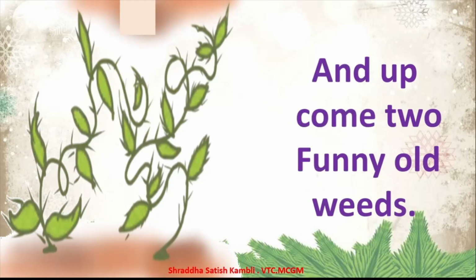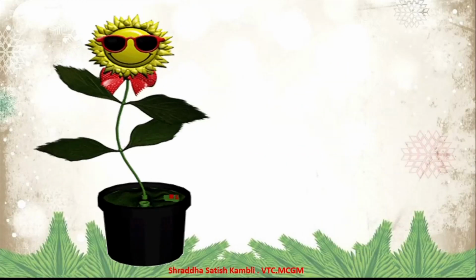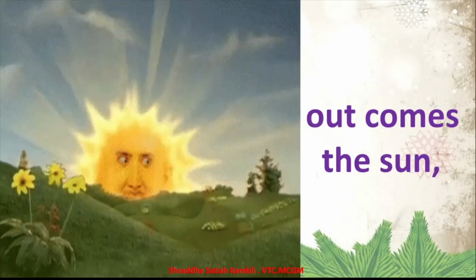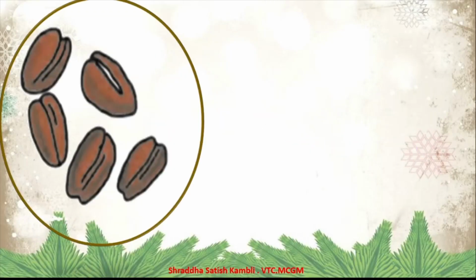And up come 2 funny old weeds. So there are 2 funny old weeds which come out after the flowers come out. Okay, it was also waiting for the sun. It was also waiting for the rain, but it did not become flowers. It became weeds. Okay, children. So that is the poem. Once again, let us look at the poem now, line by line. So all of you will read after me and you will read loudly. Okay, so come on, let's start.